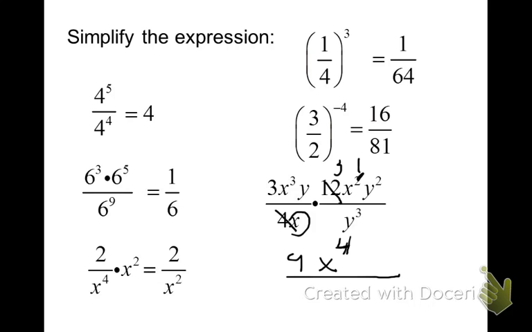And then in the denominators, when I start looking at the y's, I've got y cubed in the denominator, and I really have y cubed in the numerator. Because when I multiply these like bases, I add the exponents, and so the y's become y to the 0 power. Alright, so we end up with 9x to the 4th in the numerator. And that's it. That's sections 8.1 through 8.3.